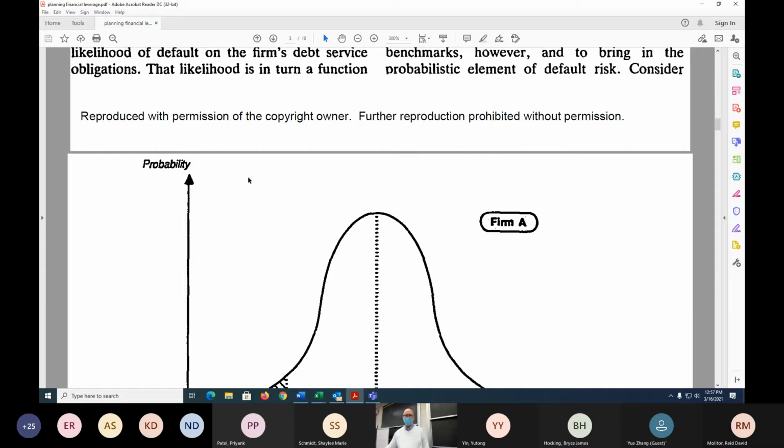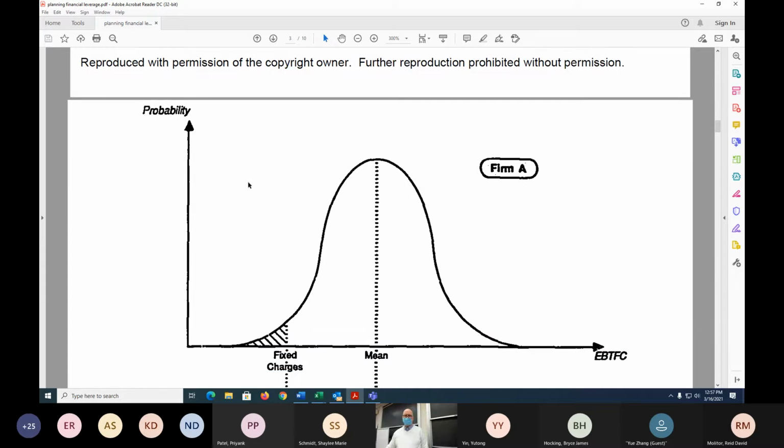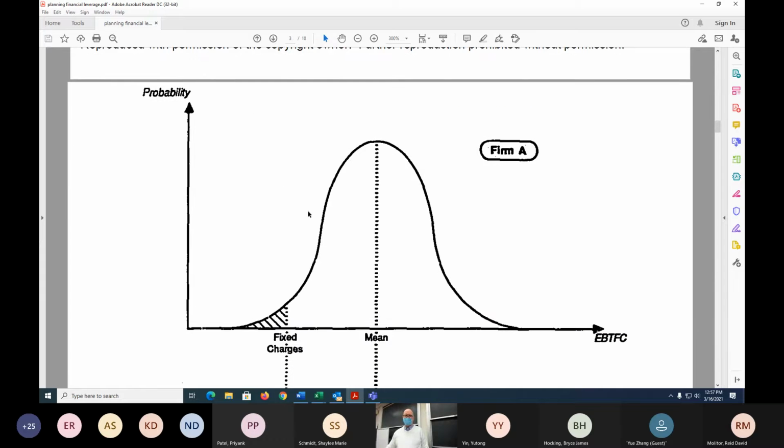Okay, so take this company, for example. You can see the probability to the left here. This cross-hatched area is fixed charges. Here's the mean, and this area right over here is the probability that they won't cover once.